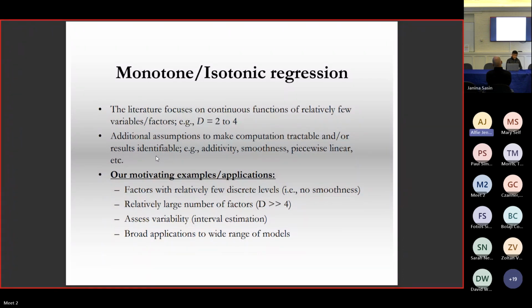And being a statistician, I always like that we are able to make interval estimation to assess the variability. Much of the work on isotonic regression in the literature focuses on point estimation, not too much on interval estimation. And the third feature that is nice to have is a method that can be broadly applied to a wide range of problems in health settings. As I showed you in the very first slide, there are a wide variety of scenarios where we can use isotonic regression.